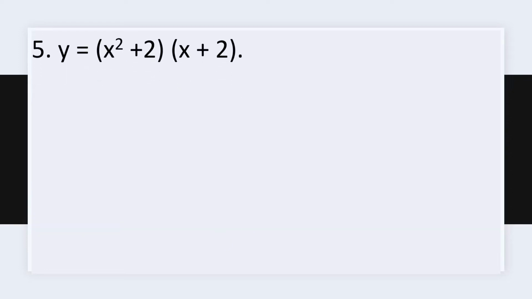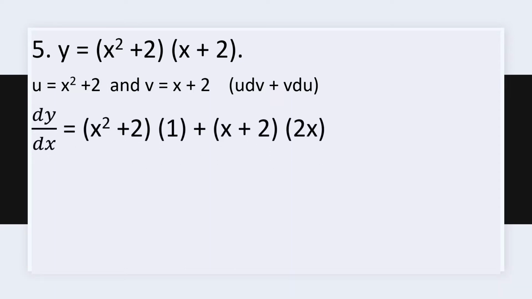Number 5. What is the derivative of the quantity x squared plus 2 multiplied by the quantity x plus 2? What are you going to use? The product rule. The product rule is u dv plus v du. Our u is x squared plus 2. Our v is x plus 2. So copy the u, get the derivative of v. Copy the u, x squared plus 2. The derivative of v, the derivative of x plus 2, is 1, plus copy the v, which is x plus 2, times the derivative of u, the derivative of x squared plus 2, which is 2x.